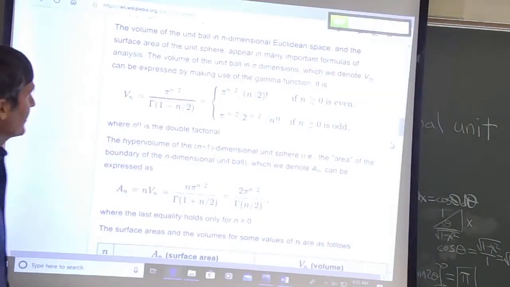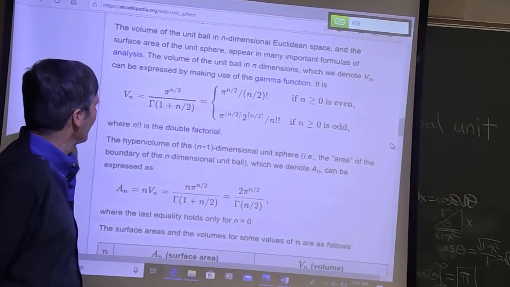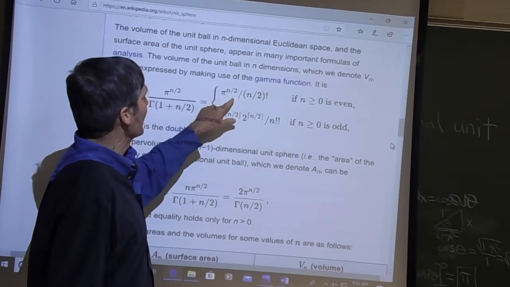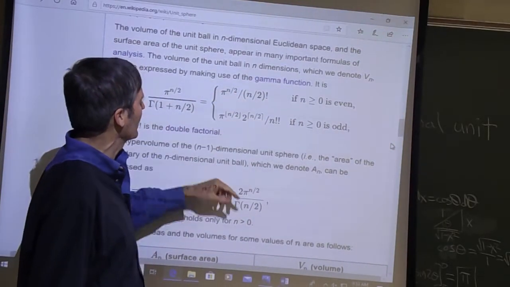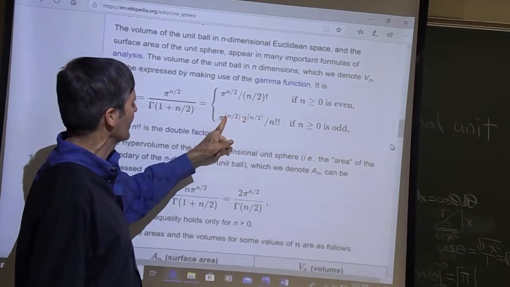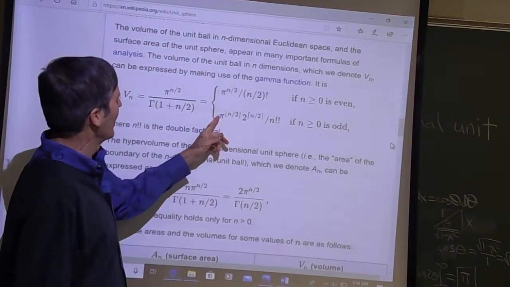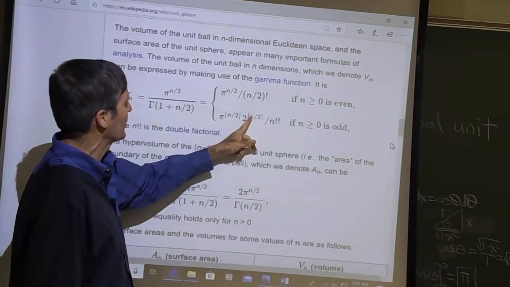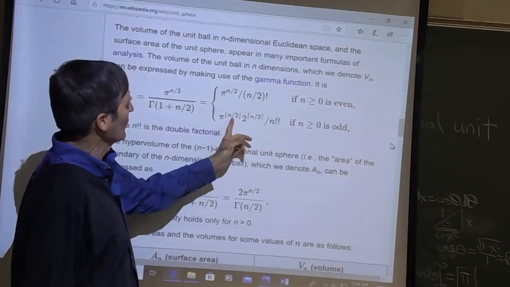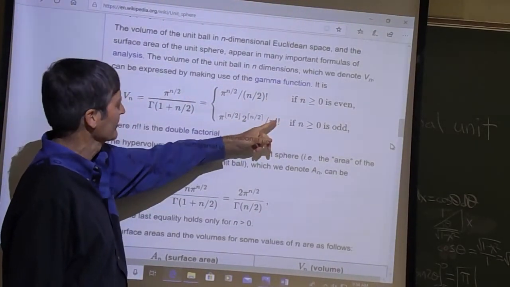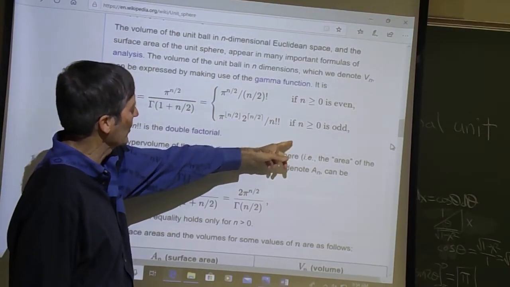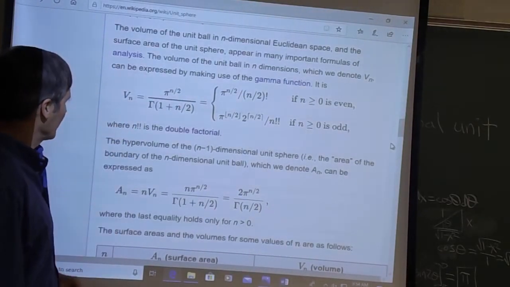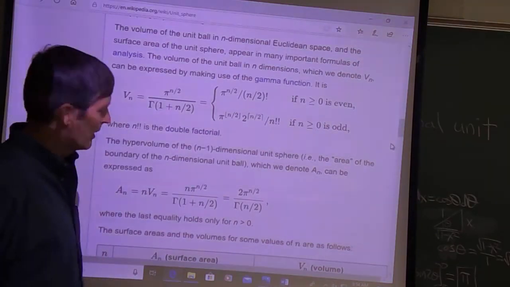You find out you can actually deduce a formula. Here's from Wikipedia. The volume of an n-sphere, when you start seeing the pattern, is for even dimensions, pi to the n over 2 over n over 2 factorial. And in odd dimensions, this is the floor function, the greatest integer less than or equal to n over 2. Pi to the floor of n over 2 times 2 to the ceiling of n over 2, that's the smallest integer bigger than or equal to n over 2, all over n double factorial, which means n times n minus 2 times n minus 4 and on down until you get down to 1. So there's this nice formula for it.